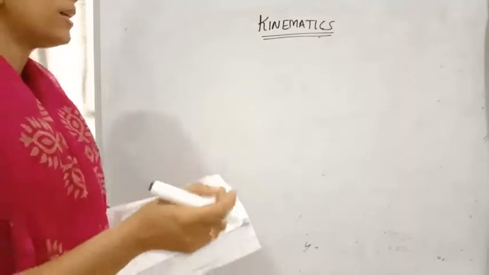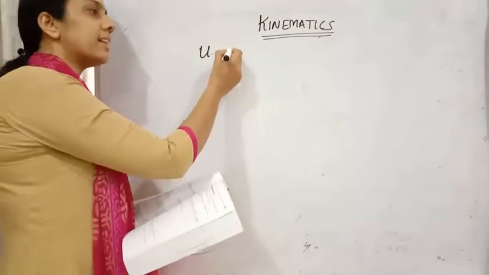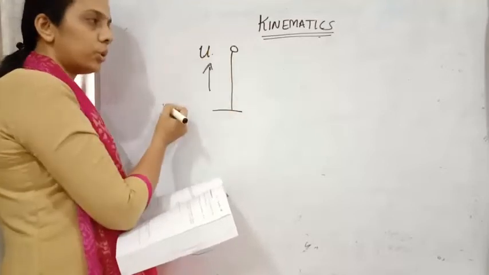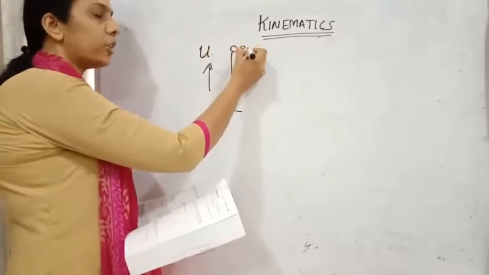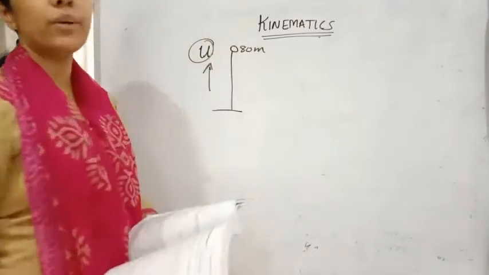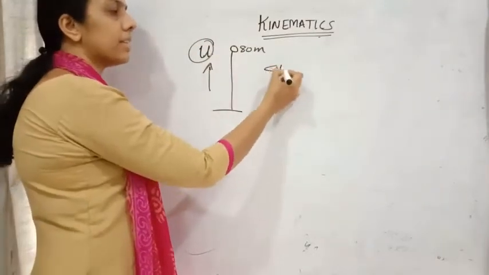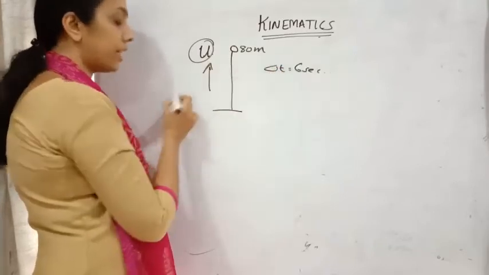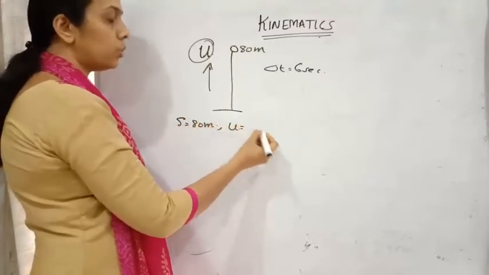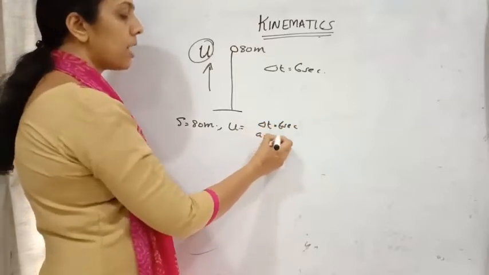So here the ball is thrown upward with an initial velocity u. It is reaching a height of 80 meter. We need to find u if the time interval between these two timings is 6 seconds. How can we find it? S is equal to 80, upward direction 80 meter, initial velocity u, delta t is equal to 6 seconds, and acceleration equals minus g.